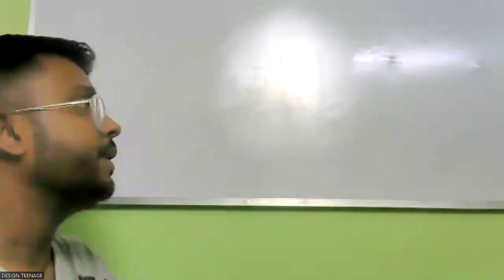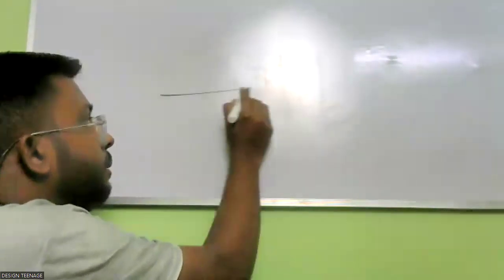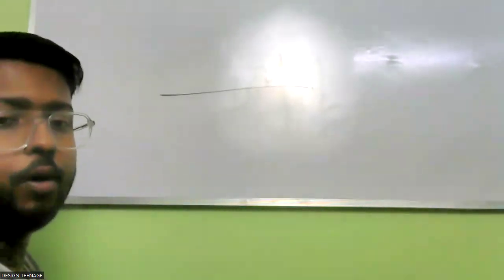Then what is 2 point perspective? 2 point perspective is, again, we have our vanishing lines and there are 2 points attached to it.